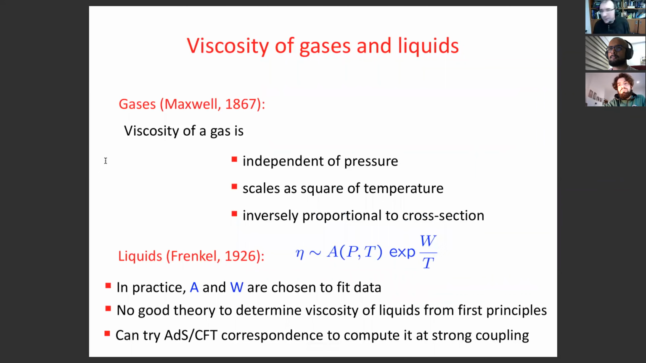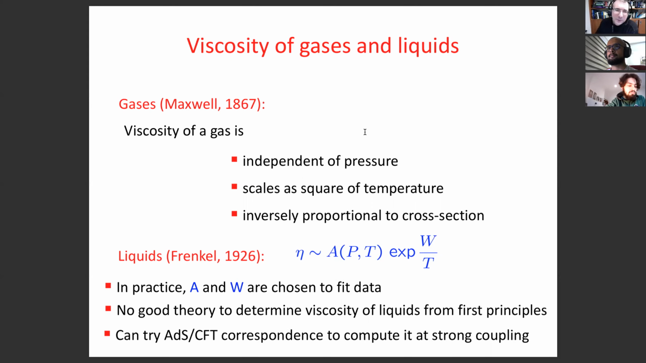So what do we know about the viscosity of gases and liquids? Well, it's actually rather cute. If you look at the history, Maxwell was the first one to compute the viscosity of a gas. He found that, theoretically, it is independent of pressure. He found that it scales as the square root of the temperature and is inversely proportional to the cross-section of interaction of particles. The fact that it was independent of pressure was actually known before him, but he was unaware of these experiments, and he was so surprised that he didn't believe his calculation.